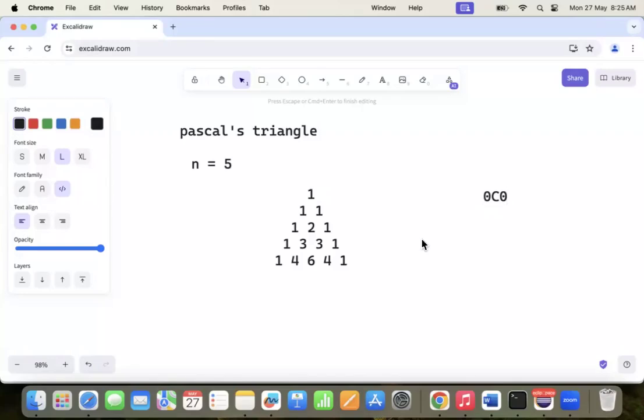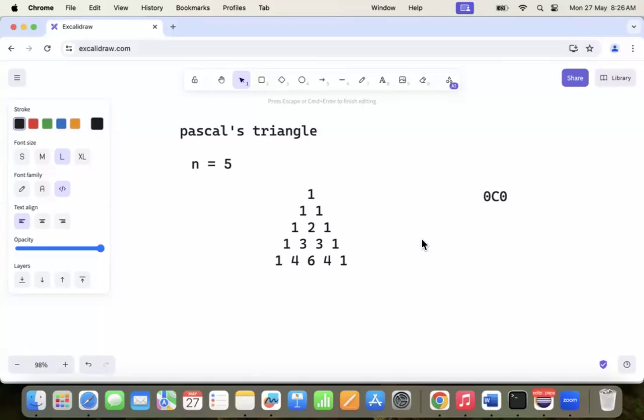Because if you apply the NCR formula, n factorial means 0 factorial, divided by 0 minus 0 factorial into 0 factorial. So 0 factorial is 1, and 0 minus 0 means 0 factorial, that is again 1, and 0 factorial is 1. 1 by 1 means 1.